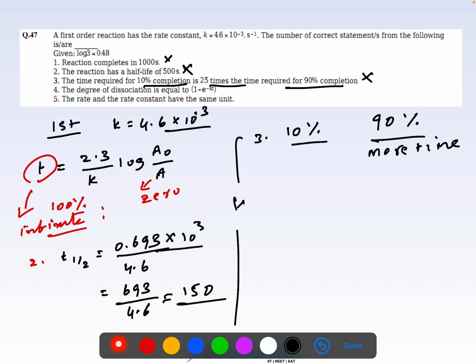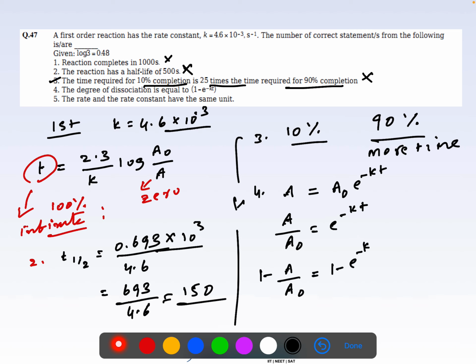Sorry, option 3 will be wrong. Next is the fourth one. According to the first order equation, A is equal to A naught into e power minus kt. So A by A naught is equal to e power minus kt. If I write this as 1 minus A by A naught, it will be 1 minus e power minus kt. So this can be further written as A naught minus A by A naught is equal to 1 minus e power minus kt.